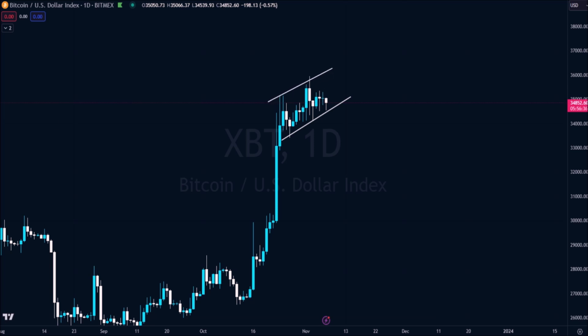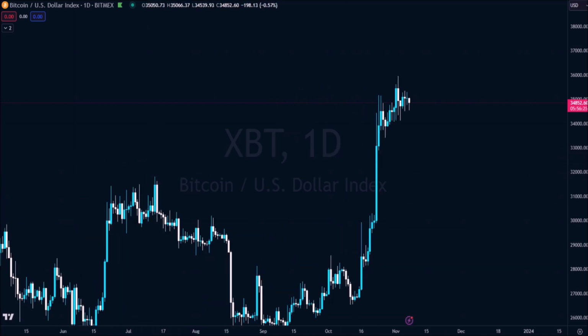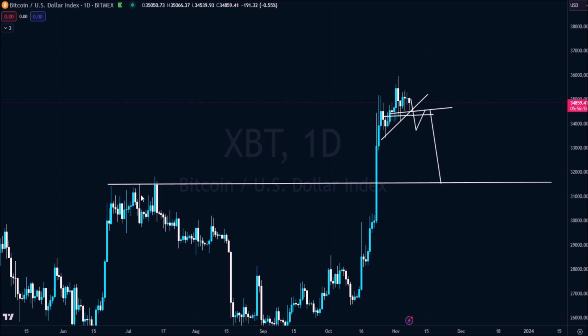You know, we're just consolidating up. And unless we get a daily candle close, come back and retest, then I'd be potentially interested in some shorts back down to around 31k. It's just these local highs here. So any daily close below and retest, that may be my opportunity to get involved.